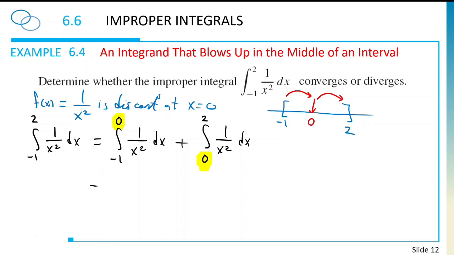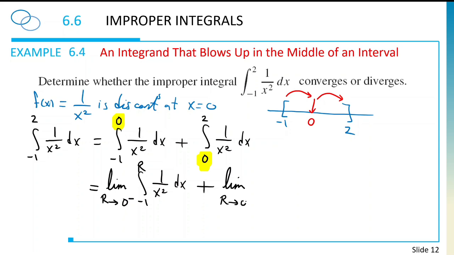Now we'll go back and use the idea of limits. This is an improper integral. So this is the limit as R approaches 0 from the left, since it's the upper bound, of the integral from -1 to R of 1 over x squared dx. Plus, I'll do the same for the second one: the limit as R approaches 0, but here from the right, of the integral from R to 2 of 1 over x squared dx.